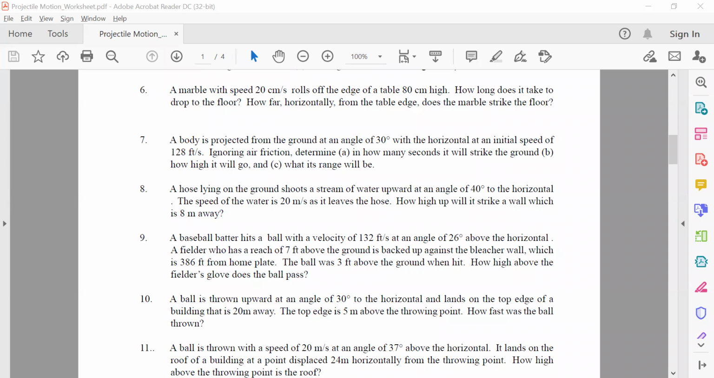So you're hitting it from 3 feet above the ground. Sir, I have done that, but not by trajectory. So when it reaches here, again what I'll do is take this as my x-axis and this as my y-axis. Now let us say this is where the bleacher wall is. The x-coordinate of that wall at that instant is given to me as 386 feet.